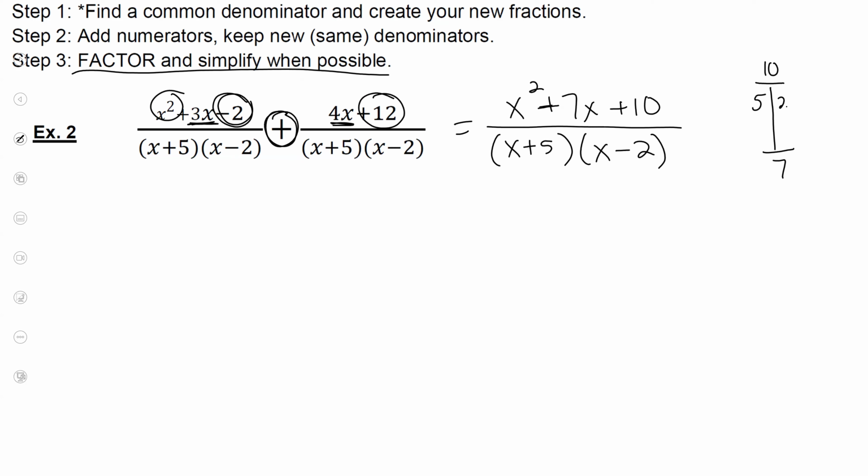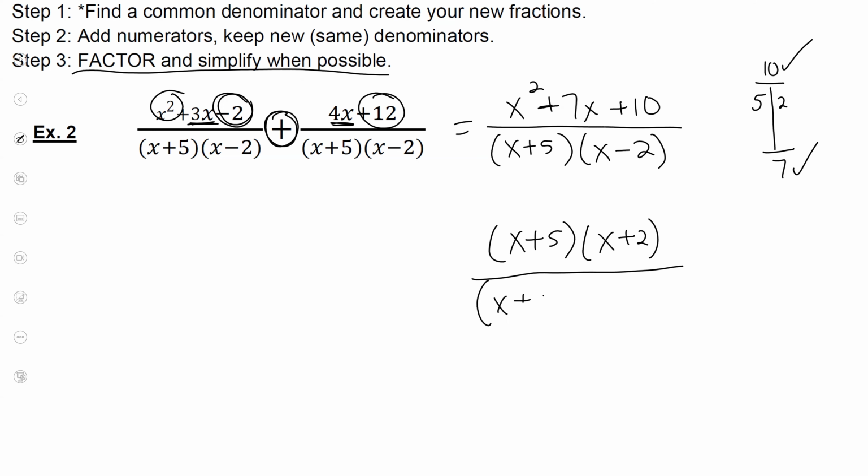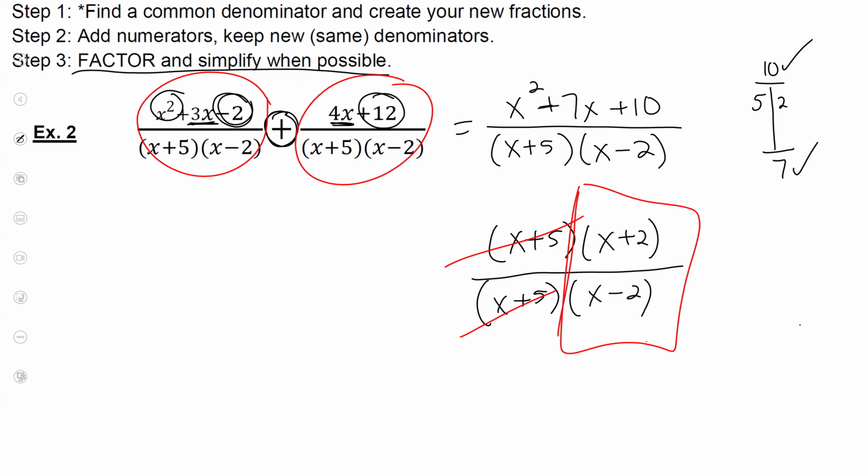Good. 5 times 2 is 10. 5 plus 2 is 7. So I'm going to rewrite the numerator as x plus 5 times x plus 2. The denominator will just stay the same. So I'm going to copy it down. How can I simplify this? Good. I'm going to cancel out x plus 5. That matches and that matches. So this is my final answer. So when I add these two rationals together, this plus this equals this. X plus 2 over x minus 2.